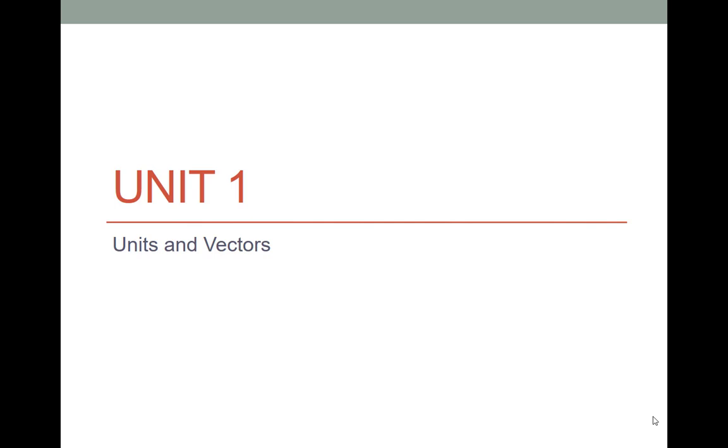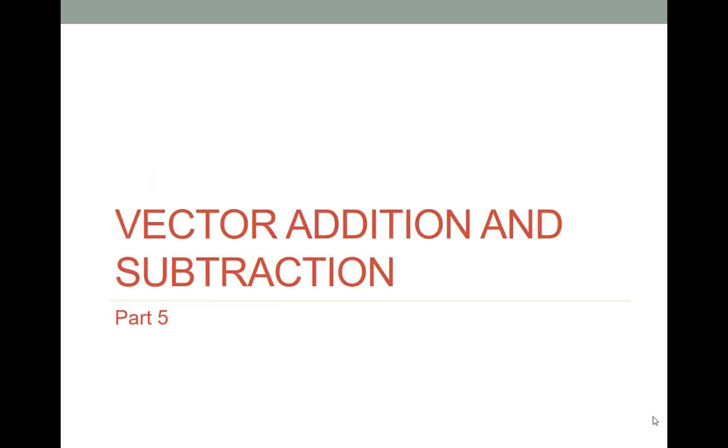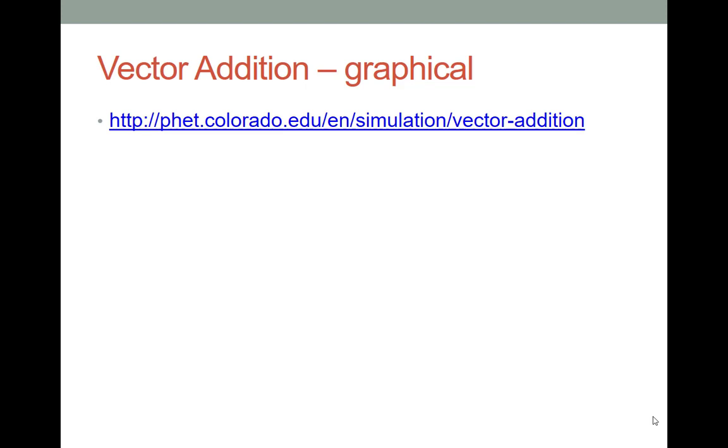Hello and welcome back to Unit 1. This is the fifth and final part of Unit 1, and in it we're going to look at vector addition and vector subtraction. We're going to look at each of these in two ways, both graphical and by components. So we're going to begin with graphical vector addition.